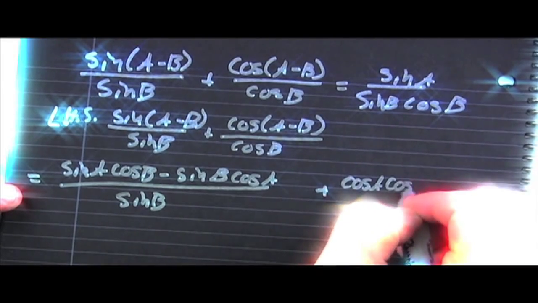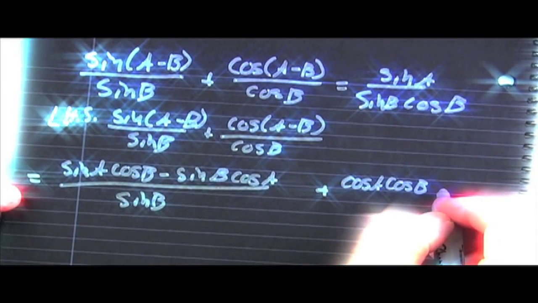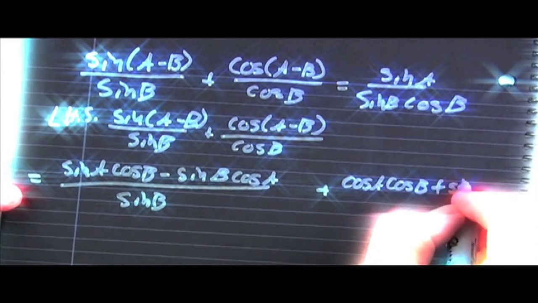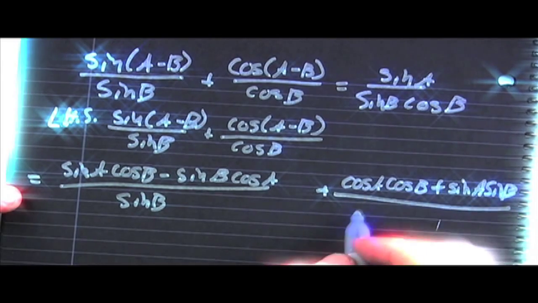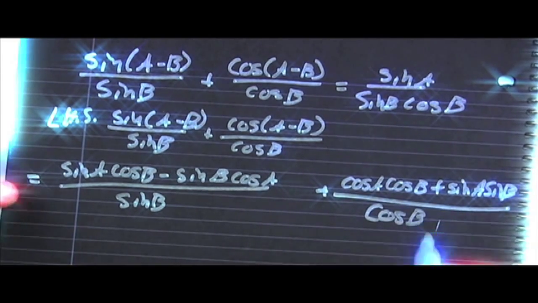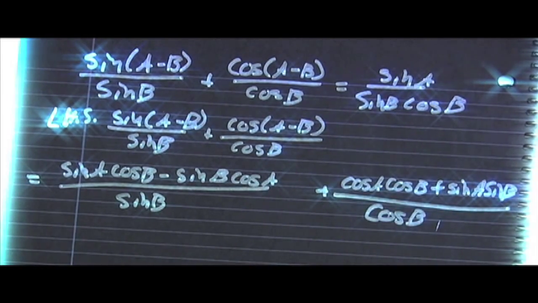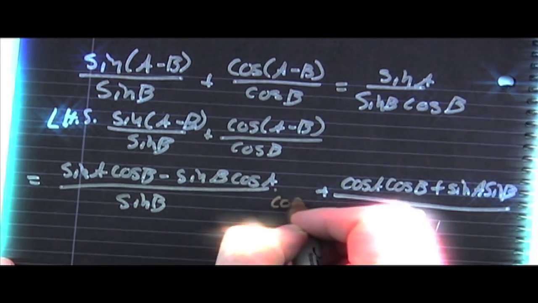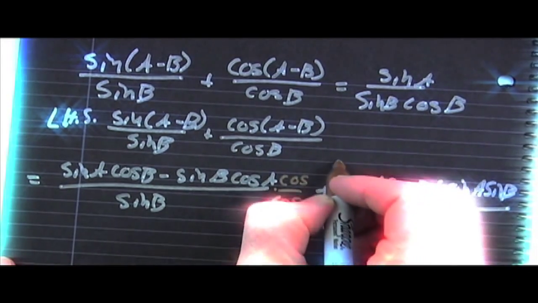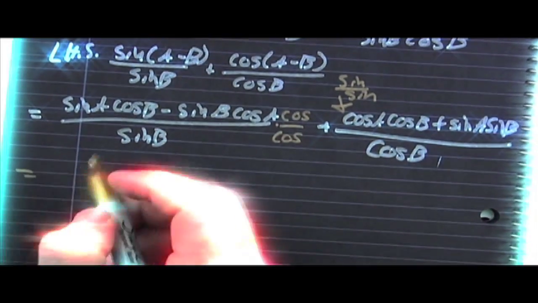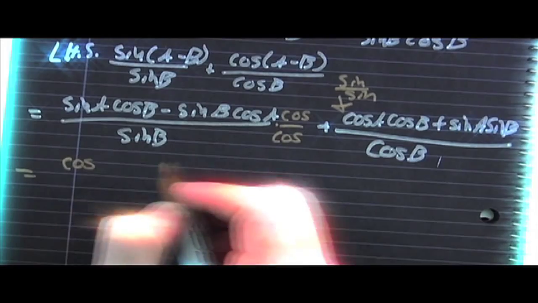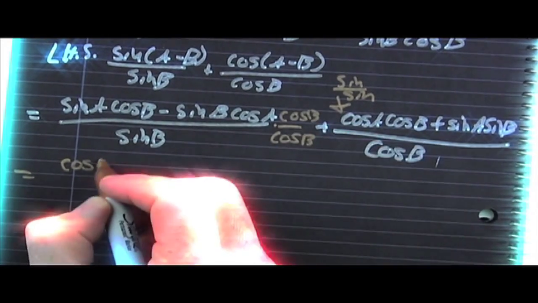Anyways, I'm not bringing up old stuff. The cosine a minus b, that's gonna be the cosine a cosine b plus the sine of a sine of b divided by the cosine of b. Now what do we want to do, see? Add those fractions. So we're going to have to multiply each one of those by 1. Cosine over cosine and sine over sine, respectively. So now we do that.